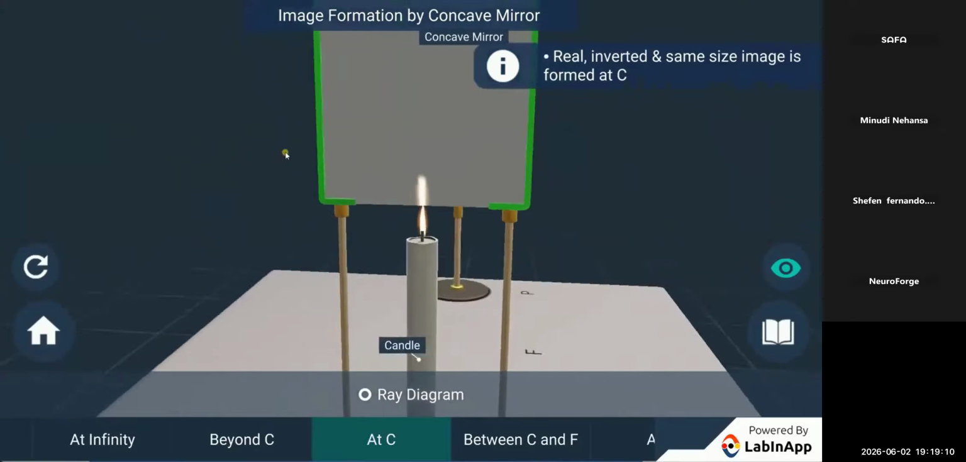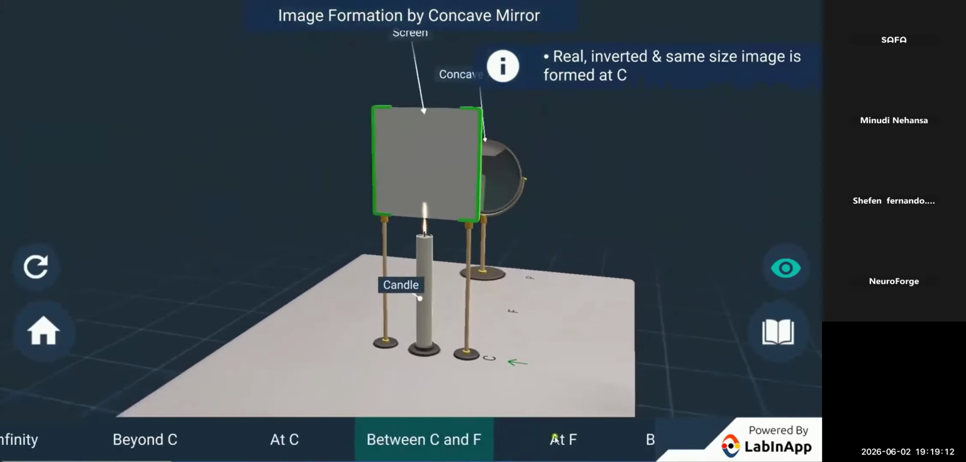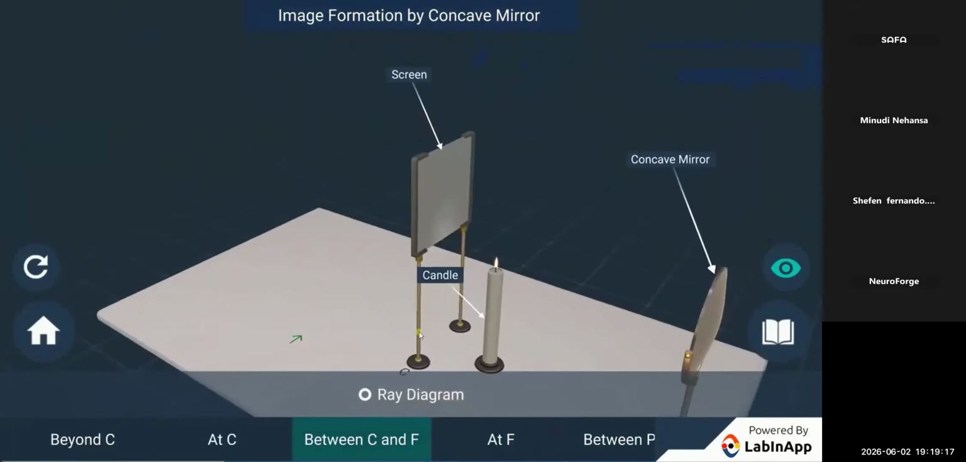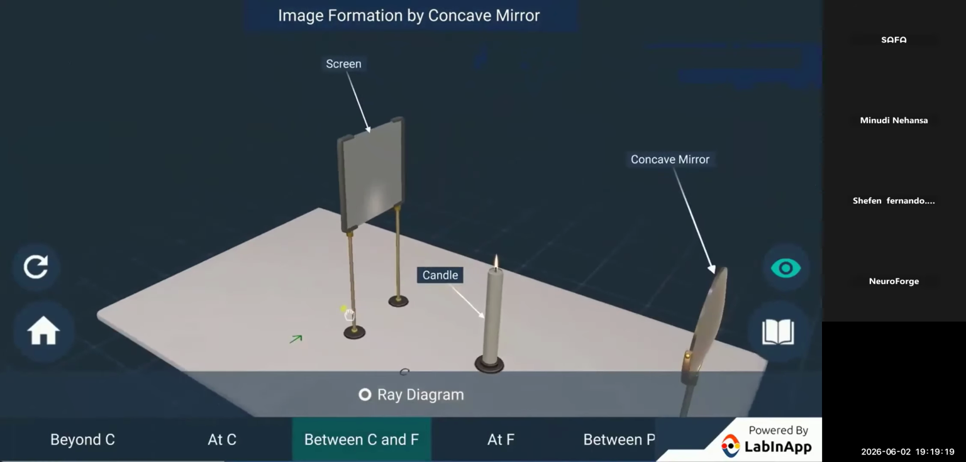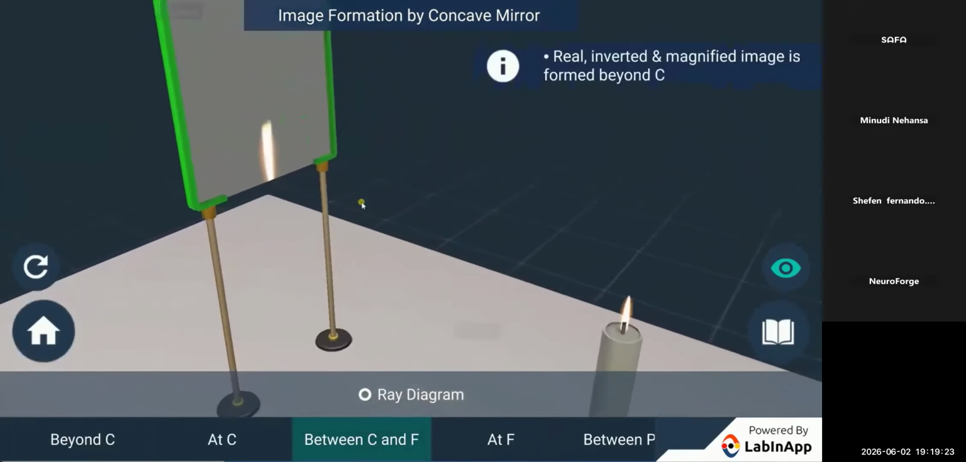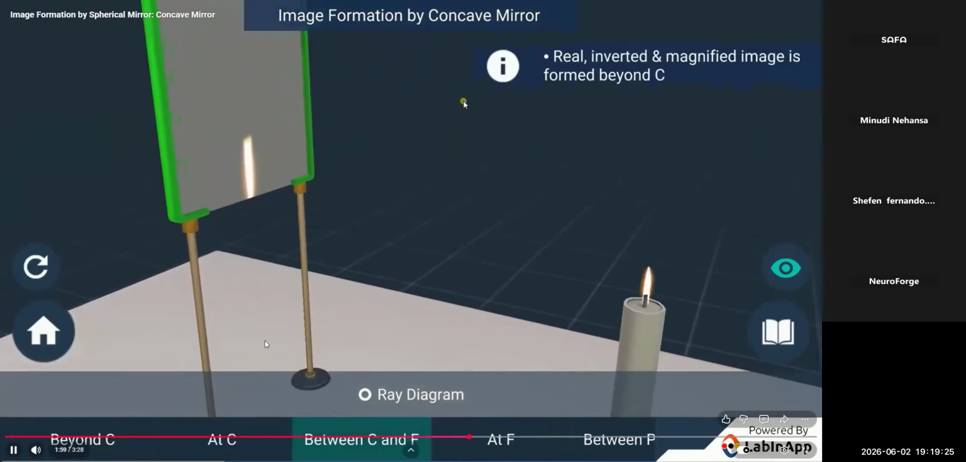With the candle placed between C and F, adjust the position of the screen to get a sharp, bright image of the candle flame on it. We can see that a clear, magnified, inverted image of the flame is formed when the screen is placed beyond C.